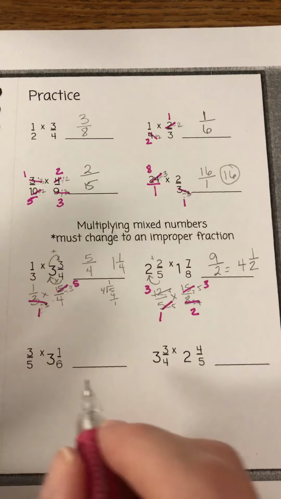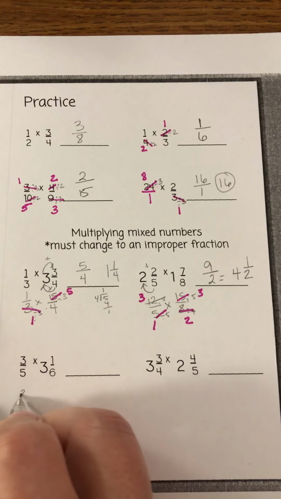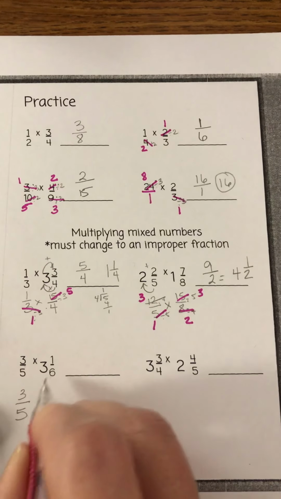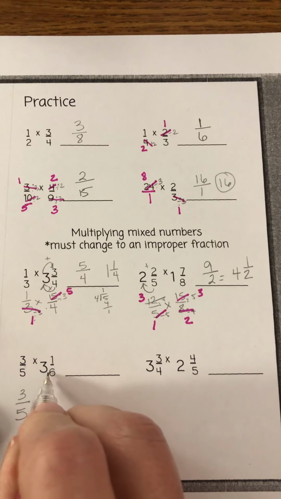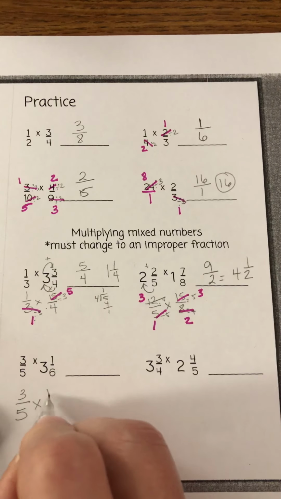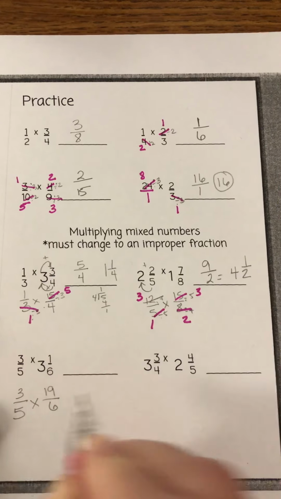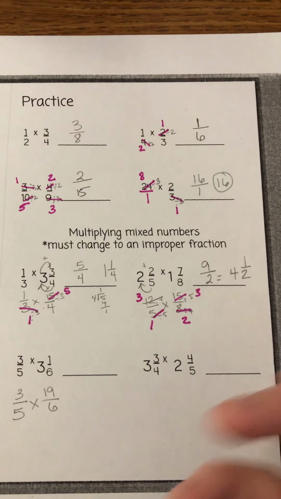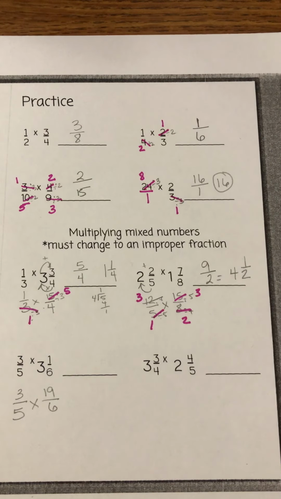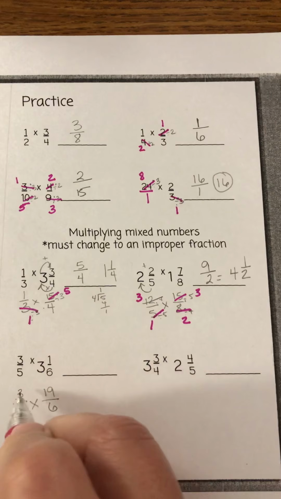All right, well, 3 fifths we can't do anything with, so we're just going to bring him down. And then we need to make him improper. So 3 times 6 is 18, plus 1 is 19/6. Again, notice how the denominator has been staying the same the whole entire time. That doesn't ever change. So we can divide both of these by 3, not 2, sorry, 3.